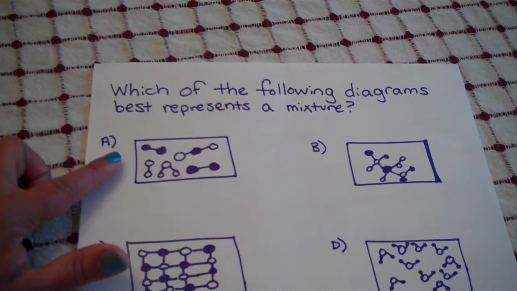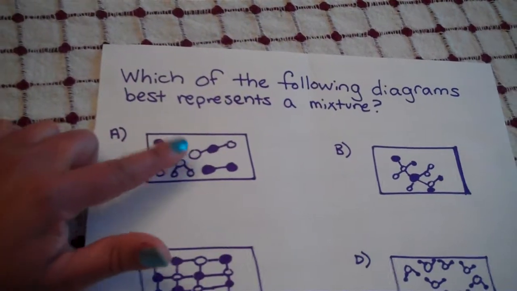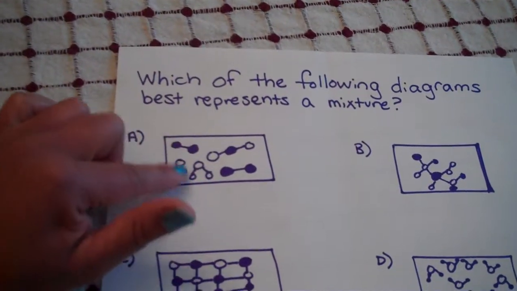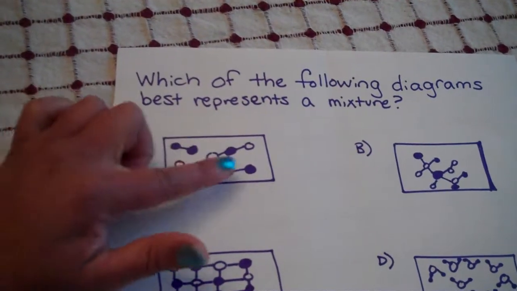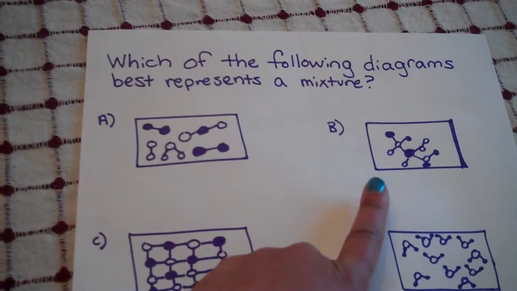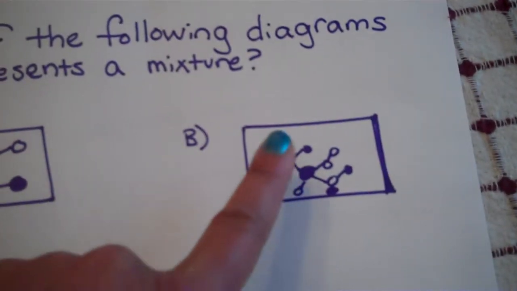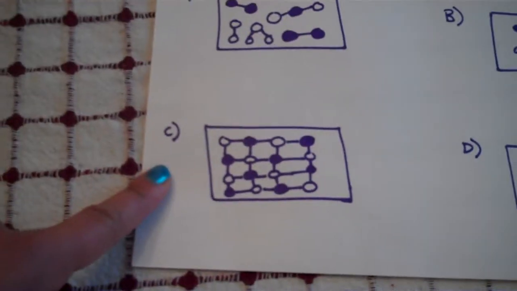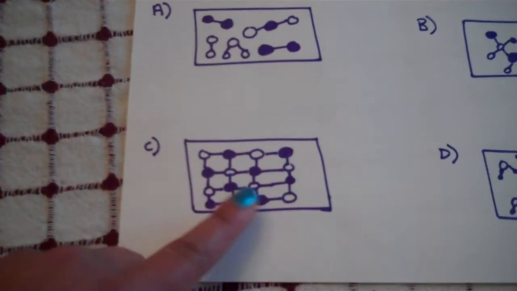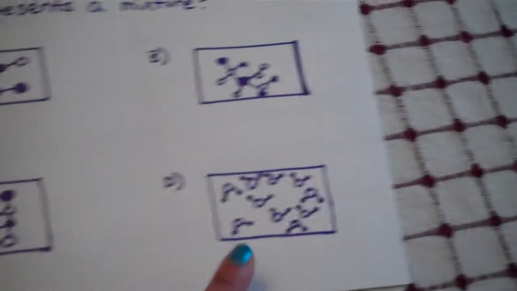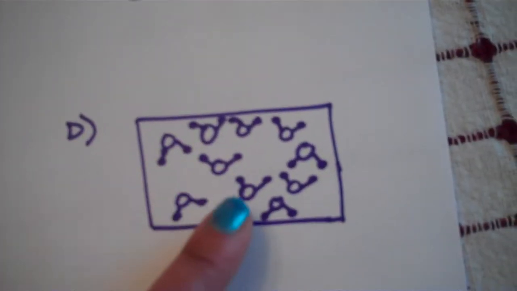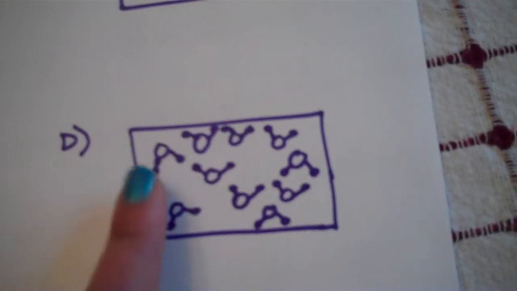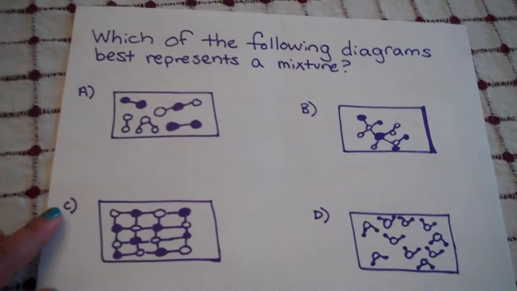So this one here, we have different kinds of things. This line means a chemical bond, and not all the time are they combined, and there's different things in the picture. For B, everything here is chemically attached with that bond, that straight line. For choice C, we have a pattern and everything is connected with the bond. And choice D, we have everything connected with a bond, but not all the time, but they're all of the same type. Okay, so which one represents a mixture?